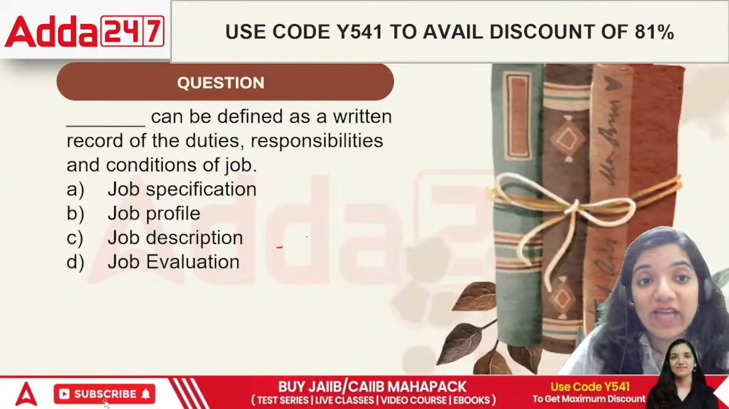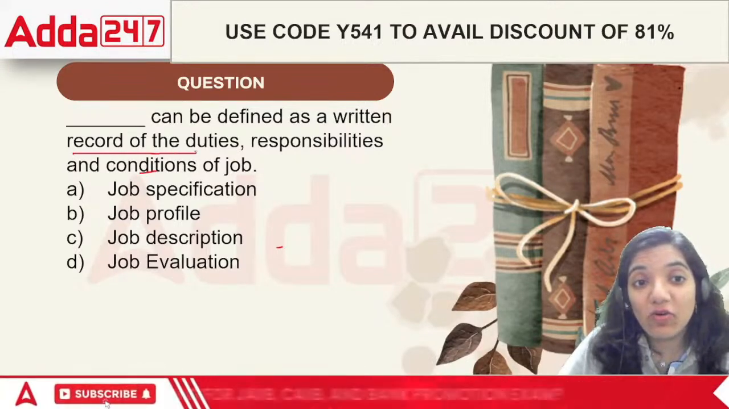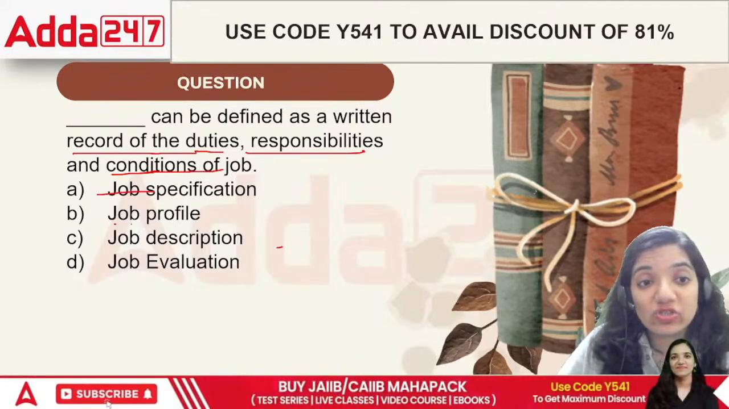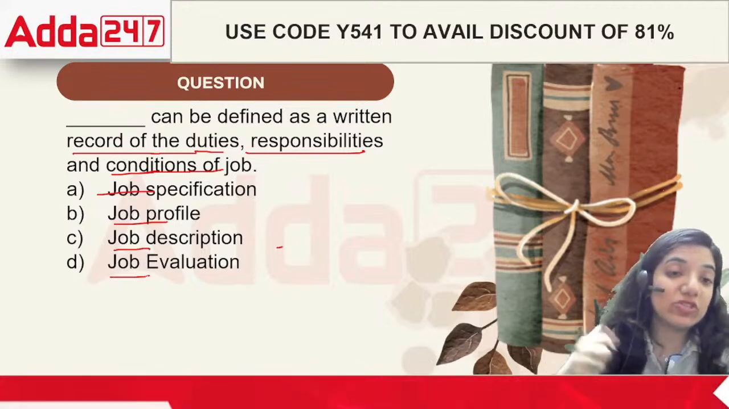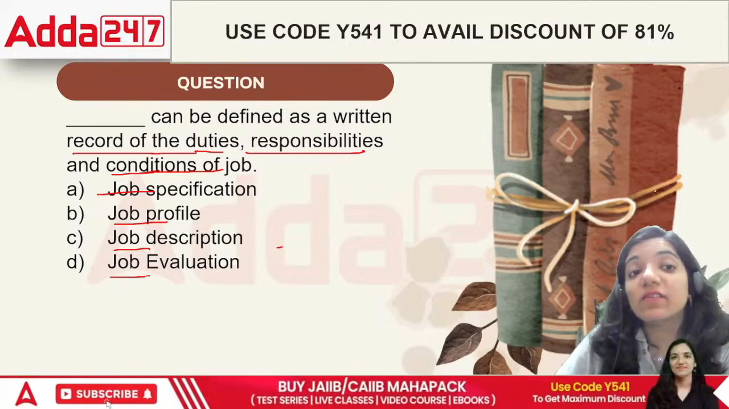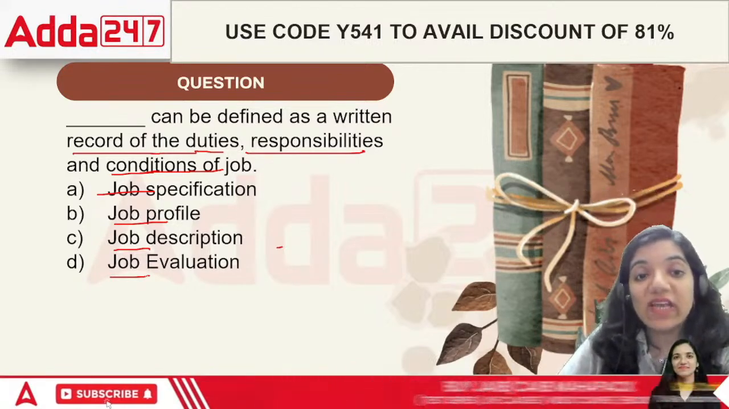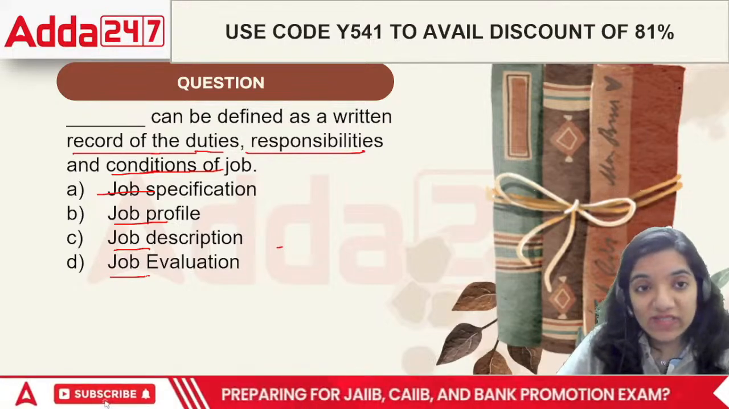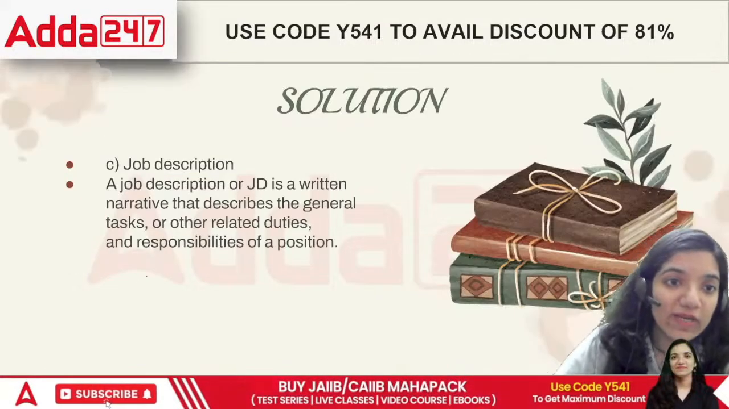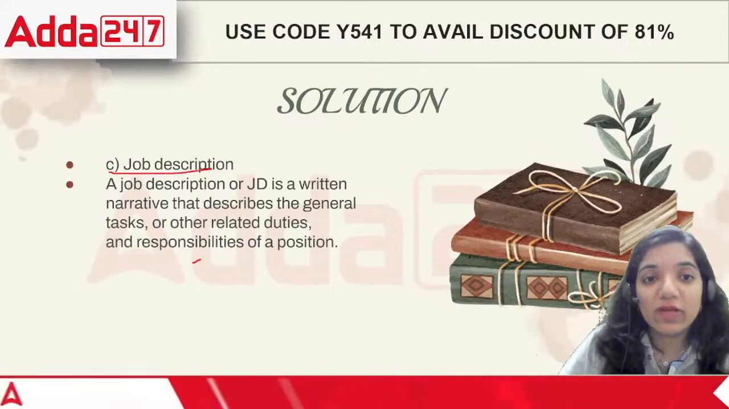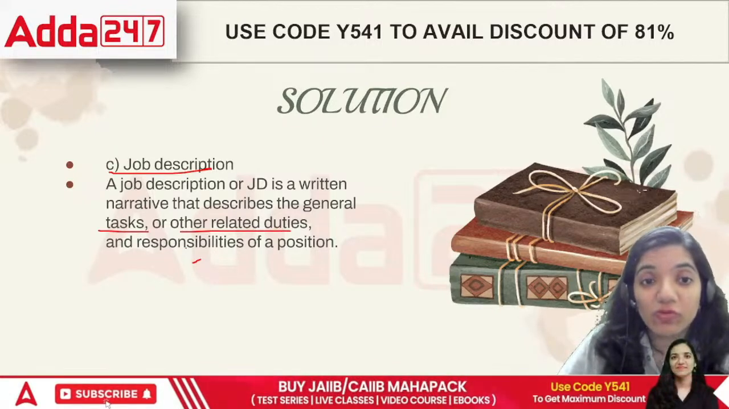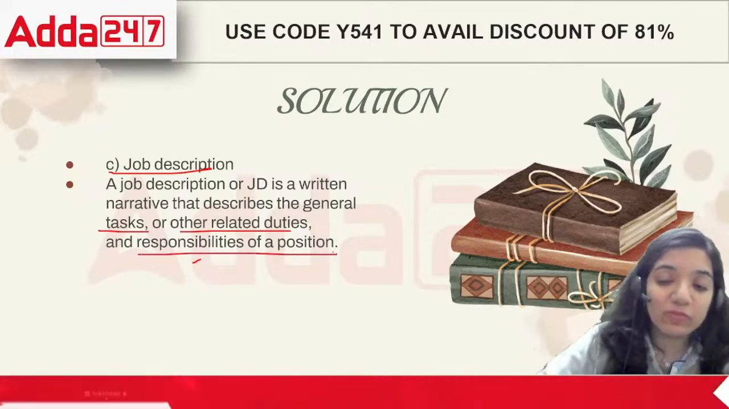Okay, next question. Dash can be defined as a written record of the duties, responsibilities, and conditions of the job. Job specification, job profile, job description, or job evaluation can be defined as the written record of the duties, responsibilities, and conditions of the job. If we talk about this area, then the correct answer would be written records. This is basically job description. How do you describe the particular job? Then, what are the related duties, what are the various tasks that I have to go through, and what are the responsibilities for that particular position, right?